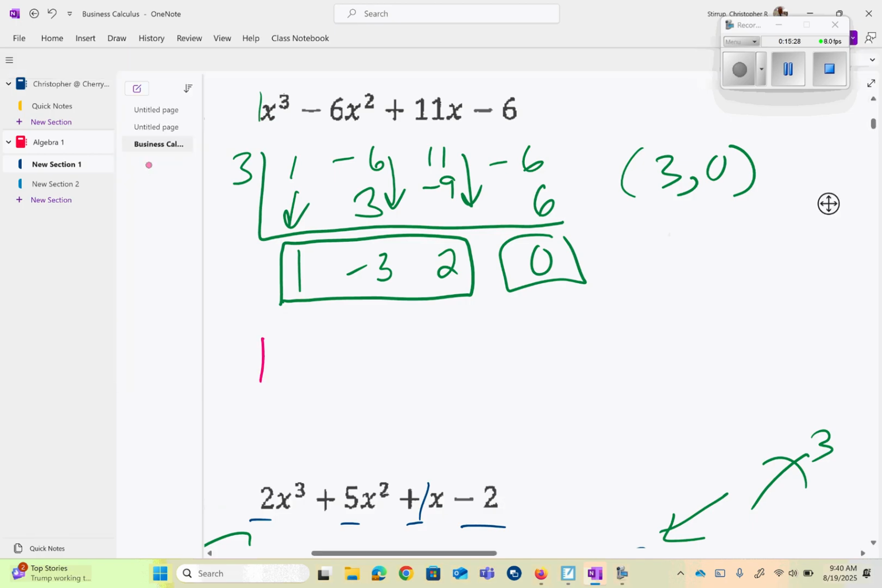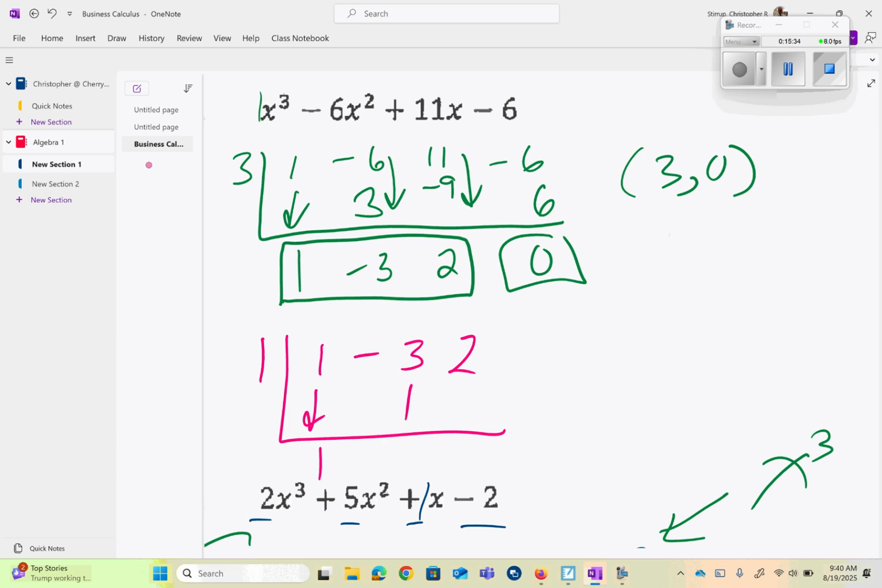So let's try the 1 and synthetically divide it in here. First number comes straight down. 1 times 1 is 1. Combine those together, so that gives me -2. Multiply those, I get -2, and I get a 0 down here. So again, the nice thing is that verifies that the point 1, 0 is on the graph.